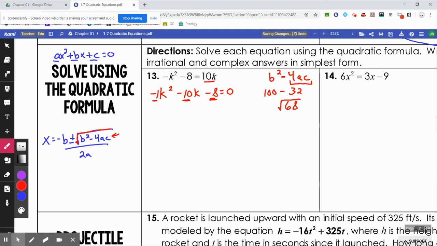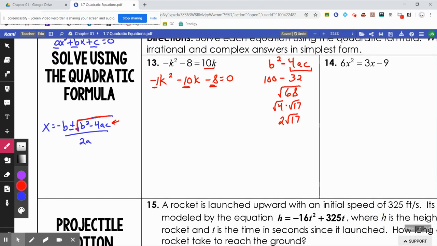So if you would like to, I like to go ahead and simplify our radical so we don't have to put it in our formula till it's completely simplified. Split it into root 4 and root 17. That'll be 2 root 17. Now let's go back to our formula and look how easy it is now.